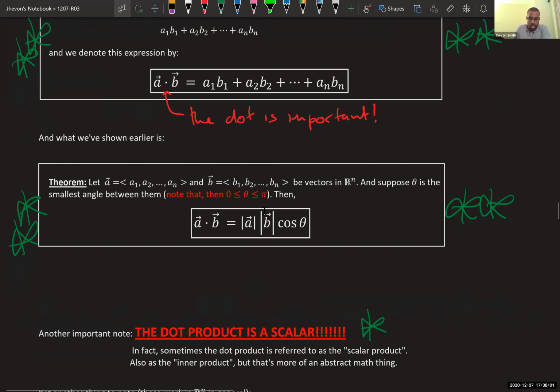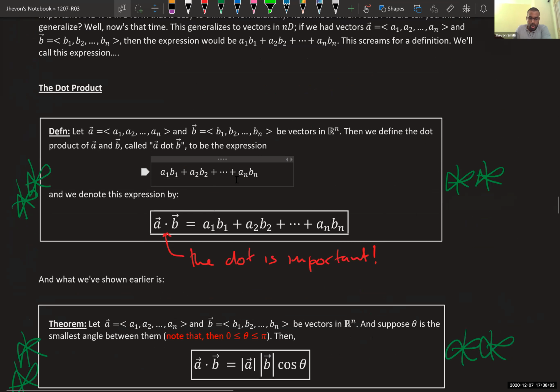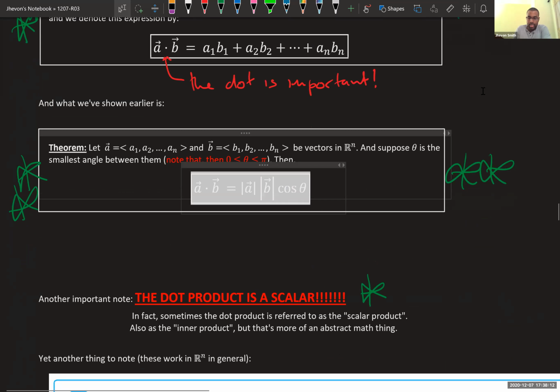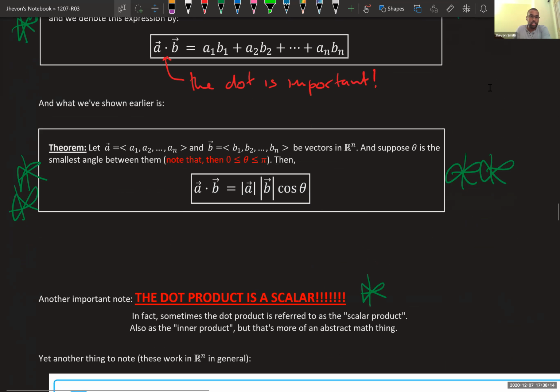The definition is the following. You multiply corresponding components, add them together. Why would you do that? It turns out that that expression actually is a way to get the angle between the two vectors. And we saw that once we have the angle between the two vectors, we can also do things like find area using vectors. And that was very, very convenient.